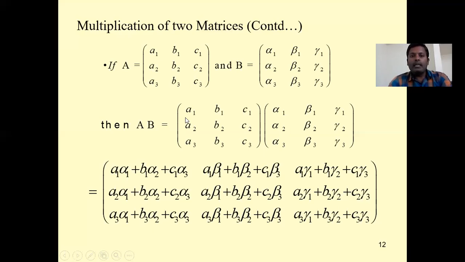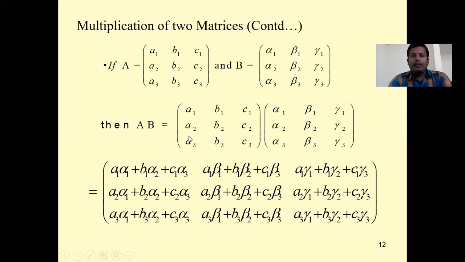Now we go the same way to the first row and second column. We see here A1 into beta 1, plus B1 into beta 2, plus C1 into beta 3. Now we can do the next one, the first row and third column. How can we do the multiplication? A1 into gamma 1, plus B1 into gamma 2, plus C1 into gamma 3.